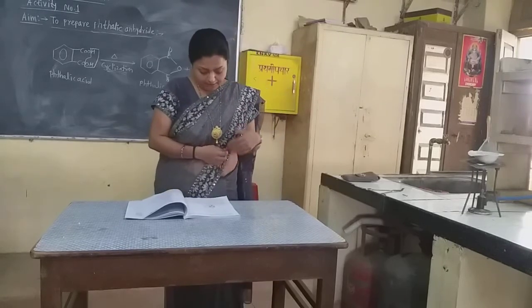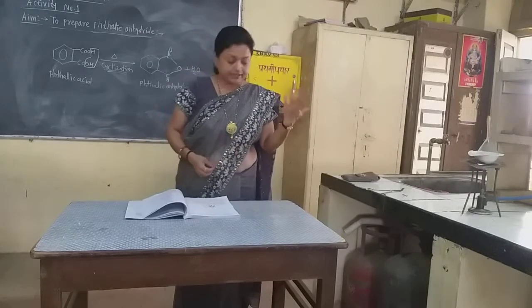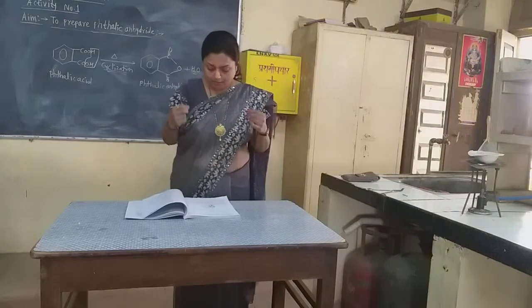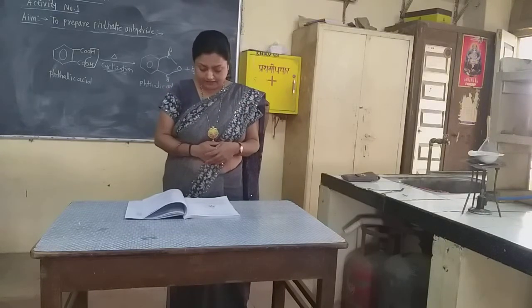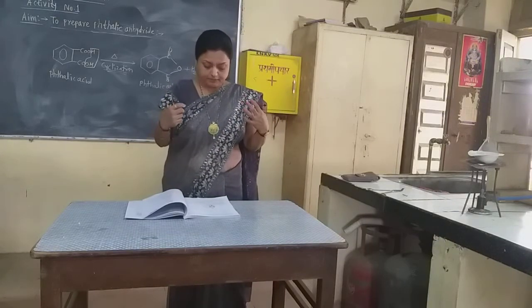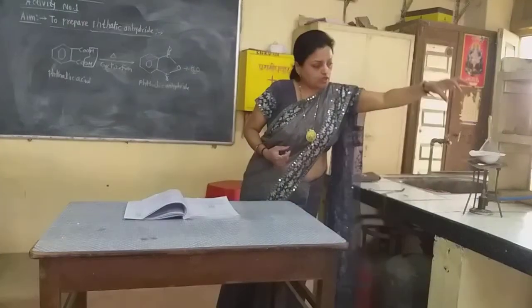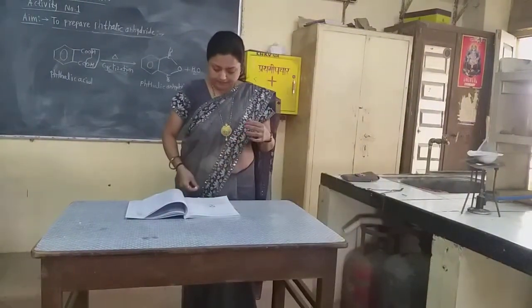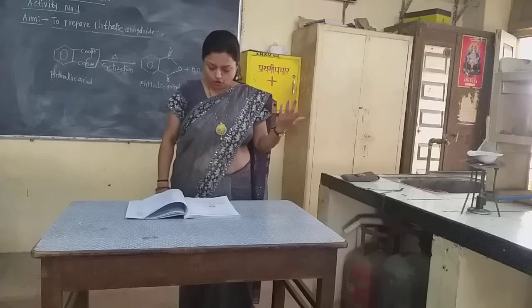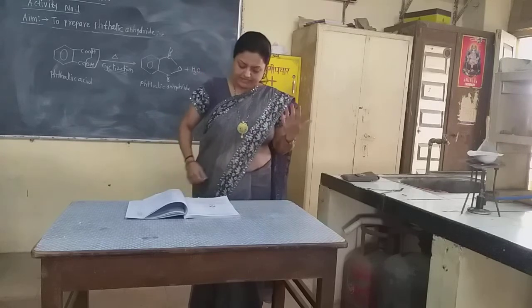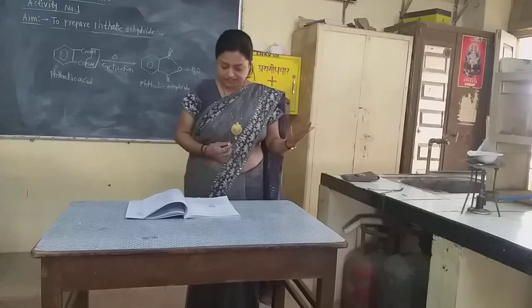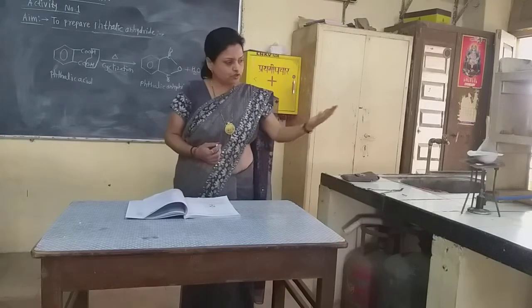Now see, first we take 2 gram of the phthalic acid in a dry evaporating dish. After that we cover the dish with the filter paper having a number of small holes at the center. Then keep the inverted funnel on that filter paper. Then close the nozzle of the funnel with the cotton plug and place the evaporating dish on the tripod stand and wire gauze as shown here.